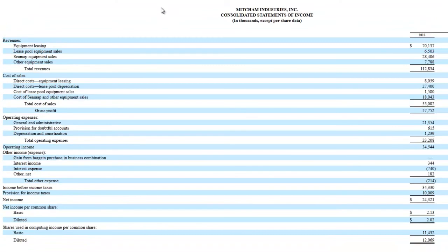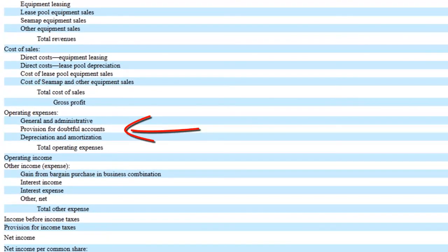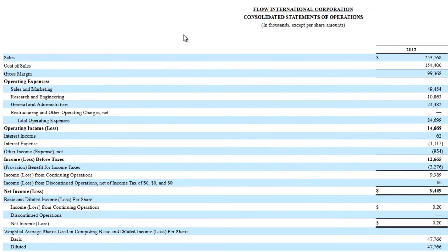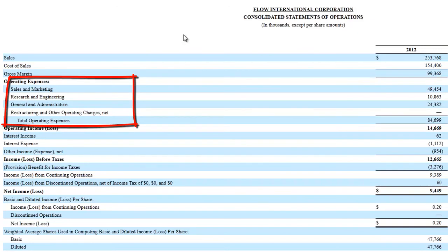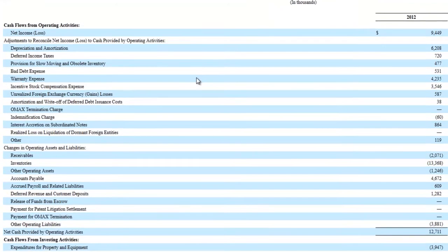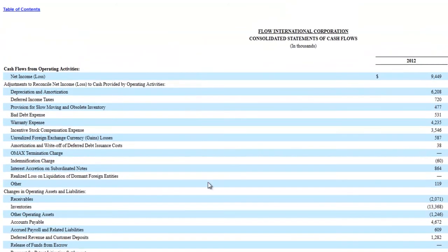Let's go back to Mitcham Industries. You see provision for doubtful accounts. This expense item can be singled out like it is for Mitcham Industries, or it can be part of selling and administrative expenses. If it is not singled out like it is here, then it is still there, and to find it you have to go to the cash flow statement. Let me give you an example. This is the income statement for Flow International Corporation, and we do not see any provision for doubtful accounts. But when we scroll down to the cash flow statement, we find it here, but under a different name, bad debt expense, which is the same thing. This means that this expense was part of operating expenses on the income statement, but it was simply not shown.